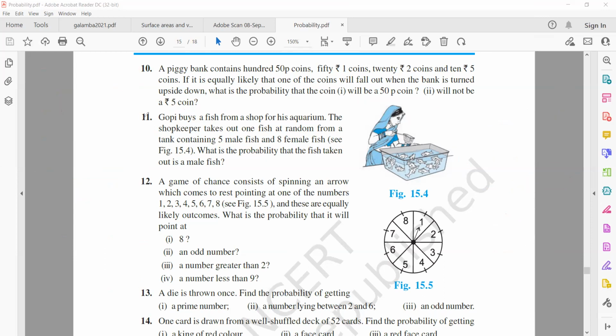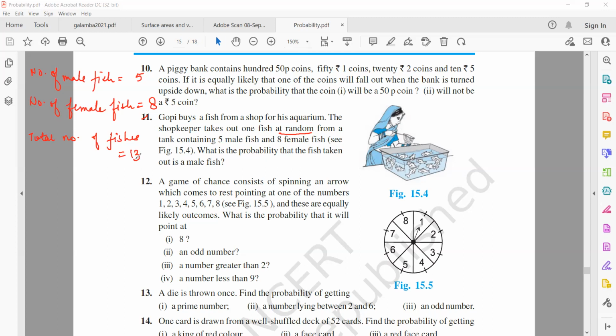Okay, next, 11th question. Gopi buys a fish from a shop for his aquarium. The shopkeeper takes out one fish at random, right? At random means the chance of picking one fish is not affecting the chance of picking the second fish. The shopkeeper takes out one fish at random from a tank containing 5 male fish and 8 female fish. So write down: number of male fish is 5 and number of female fish is 8. So the total number of fish is 13.